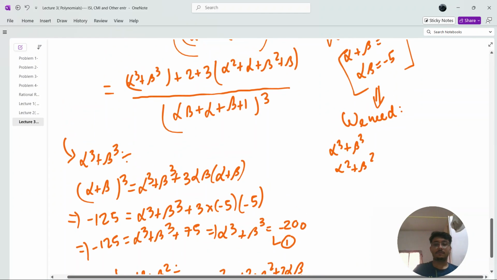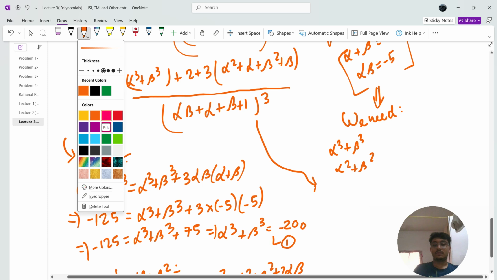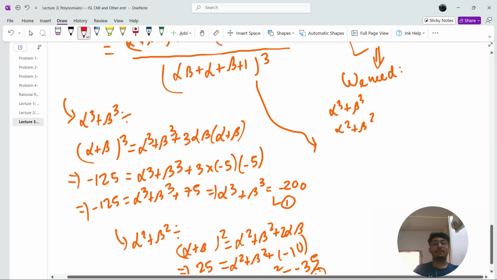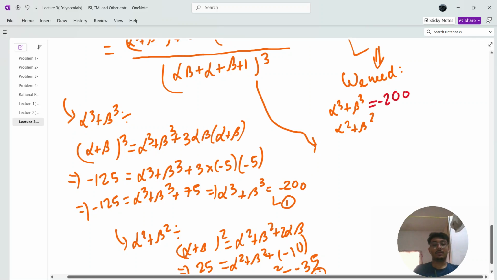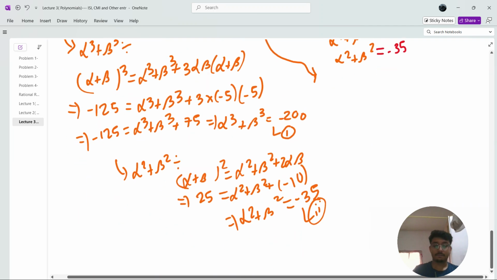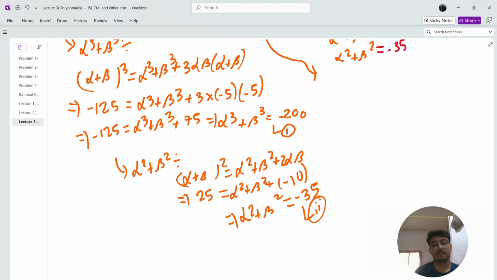Yeah, so what we need? This 2, right? I will just put it in here with a different pen color because I need the equation on my screen too. So my alpha cube plus beta cube comes out to be minus 200. My alpha square plus beta square comes out to be 35. Sorry, this won't be a minus, this would be a plus.